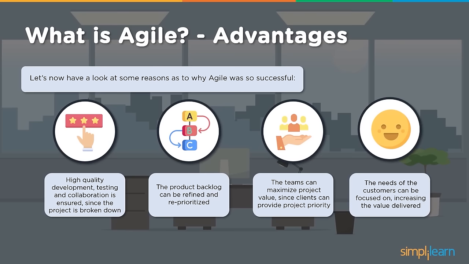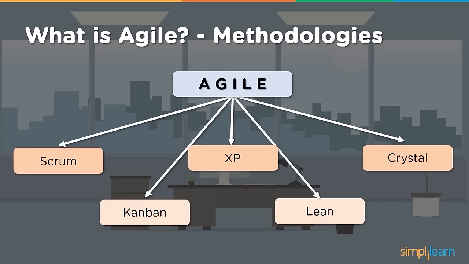So then, among the various methodologies we have in Agile, we can speak about Scrum, Kanban, Extreme Programming, that is XP, Lean methodologies, and Crystal. Now in this video tutorial, we are focusing on Scrum. So let us understand what Scrum is all about.